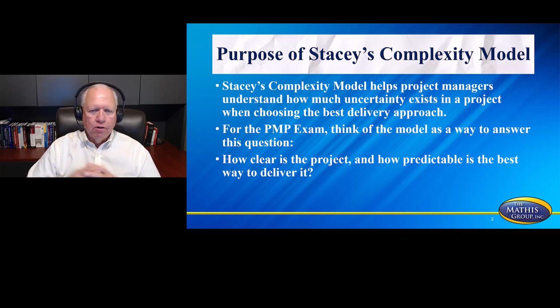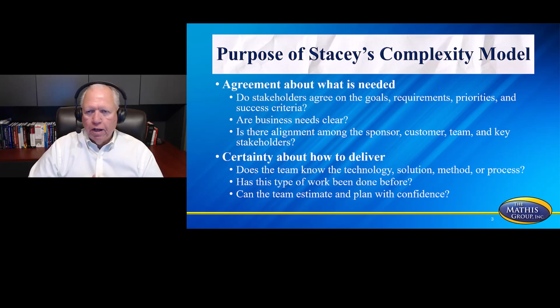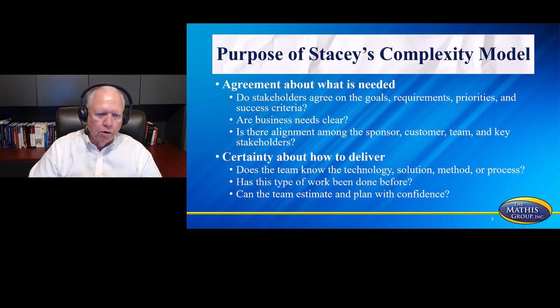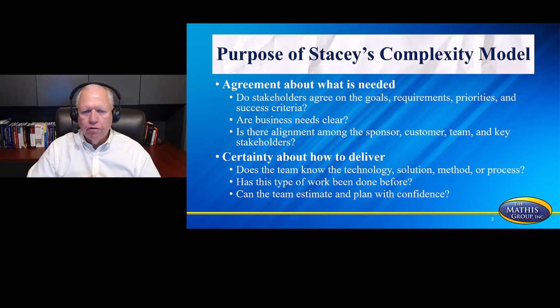Now we've talked about value in other videos, but what you're trying to do is reduce risk as you're providing the project. And the model or the actual approach could make a difference on what and how you're doing this. The model looks at agreement about what is needed. So do stakeholders agree on the goals, the requirements, the priorities, and success criteria? Are business needs clear? Is there alignment among the sponsor, the customer, the team, and key stakeholders?